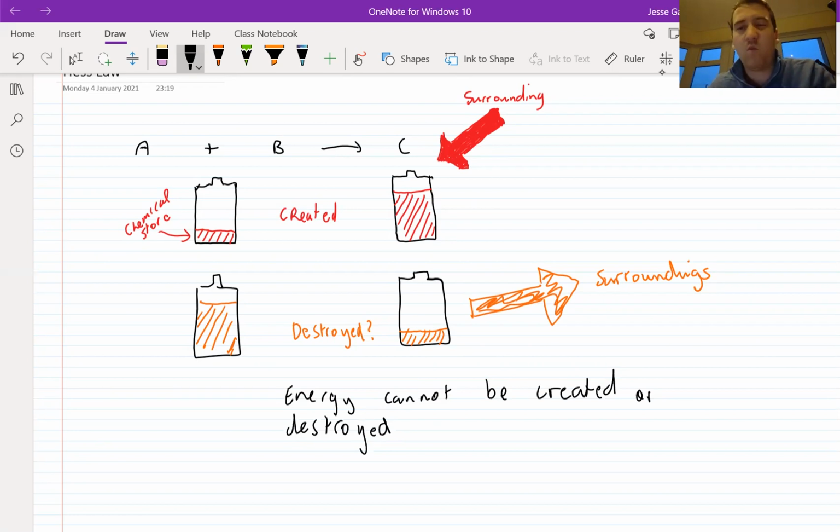Okay, so there's a couple of ways we can look at energy, but it's all got to do with it either changing form or moving from one place to another. It's never getting created. That's the key thing. So energy is never created or destroyed. It cannot be created or destroyed. It only changes from one form to another.